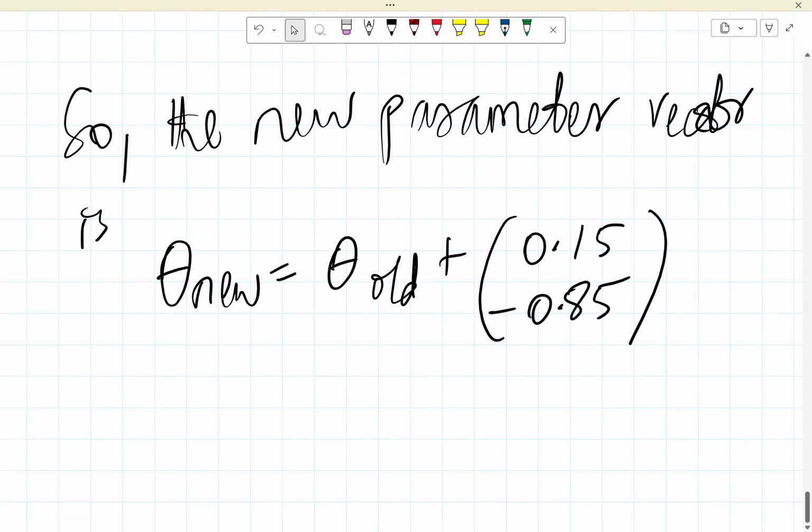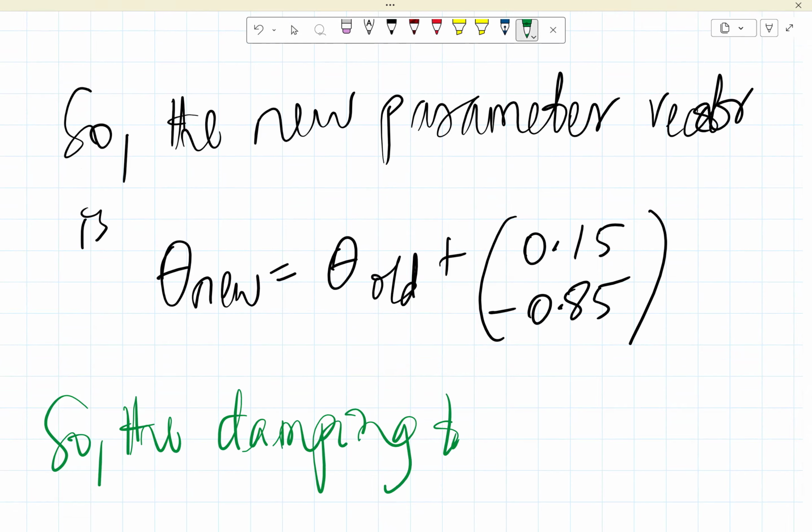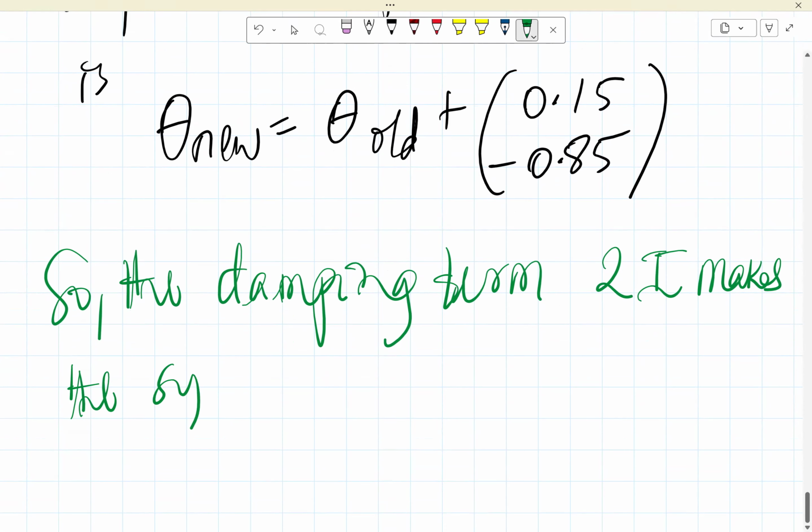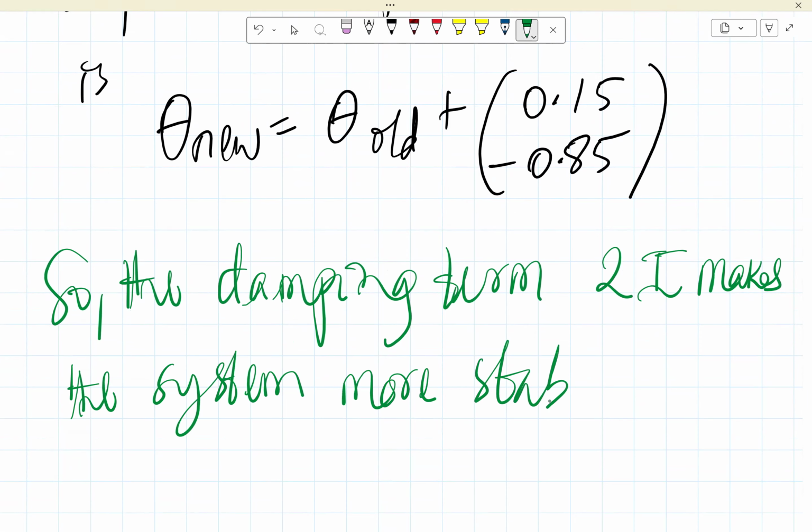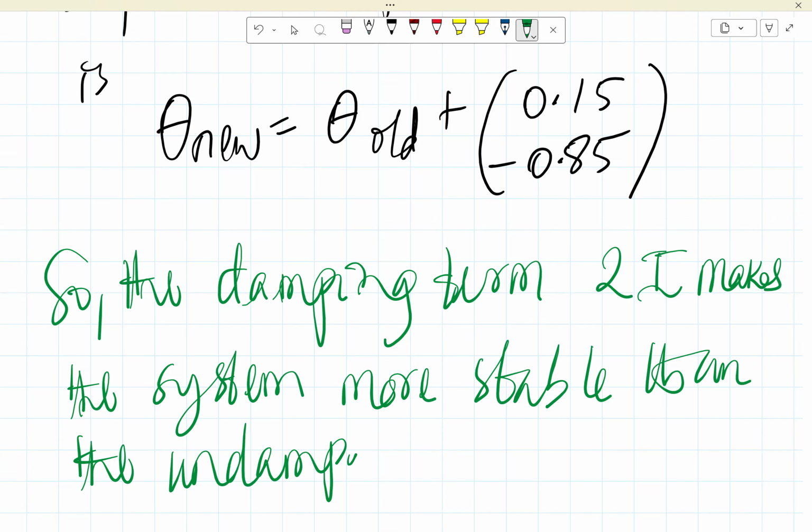So in this case, the damping term 2i makes the system more stable than the undamped Gauss-Newton system.